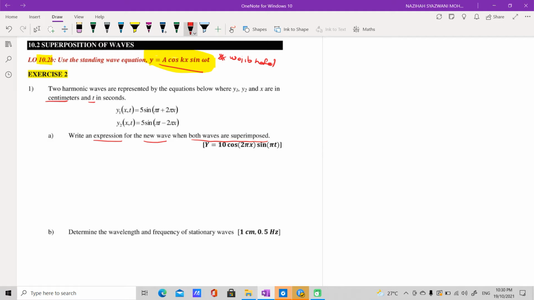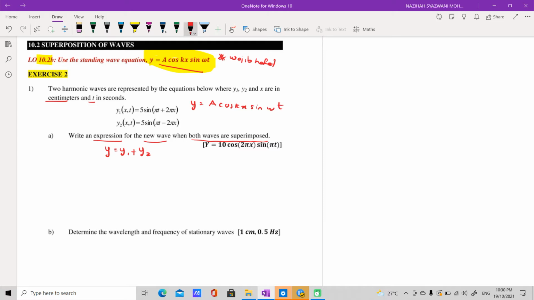So what you need to do first is you determine the amplitude. First let's just write down the superposition, which is y1 plus y2. The general equation is y equals A cos kx sin omega t.